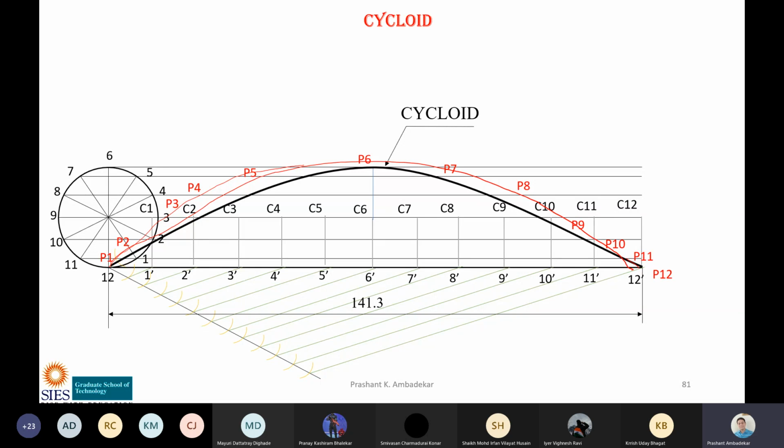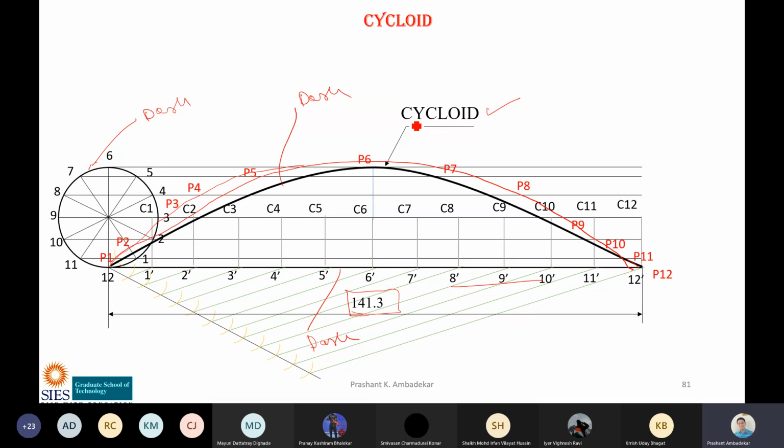After you complete it, what are the things that you have to write? Number one, the name. This should be dark. You can see this is dark. Then this curve should be dark, then this line should be dark, and the naming of the points should be dark. And this should be dark: the dimension.